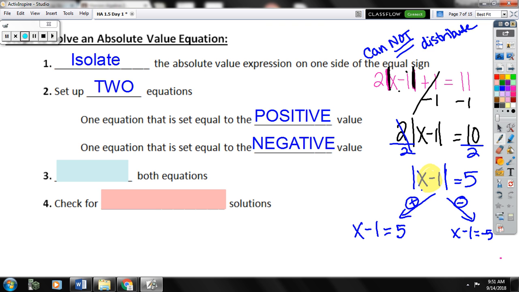So you solve each equation, and that's probably what this says. Solve both equations. So we'll add 1 to both sides. We'll get x equals 6. And we'll add 1 to both sides here. Negative 5 plus 1 is negative 4.